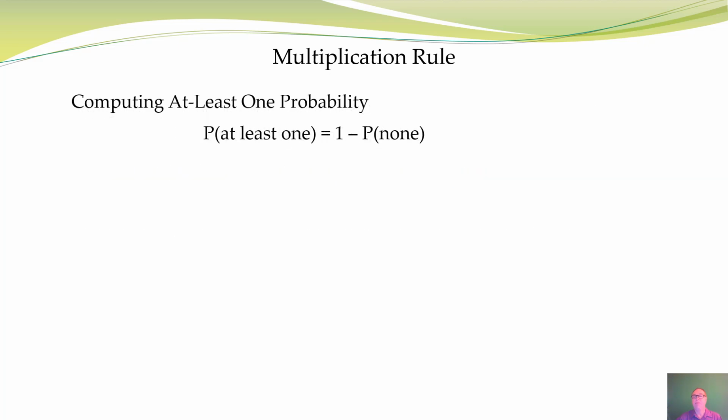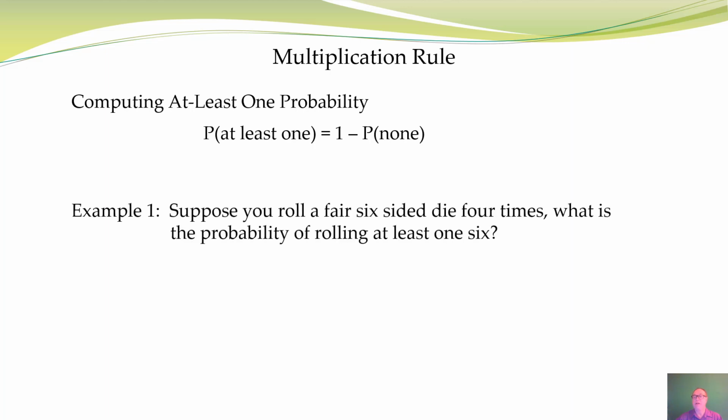Right, now, computing at least one probability. Probability at least 1 is easily done by taking 1 minus the probability of none. So let's look at a couple examples. Let's go back to rolling the 6-sided die 4 times. What is the probability of rolling at least 1 six? In other words, I could have 1 six, 2 sixes, 3, or all 4 sixes. I just want the probability of at least 1 six.